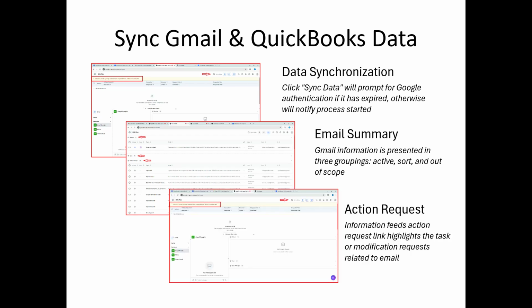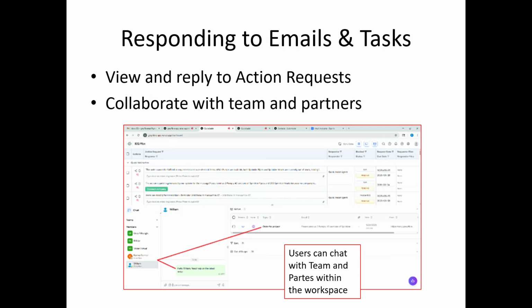That will be combined together with the QuickBooks information and any earlier chats and emails in order to generate action requests. These basically are used to help the AI agent with gaining additional information and approvals when needed. Responding to the emails can also happen by collaborating with team members or with partners using the chat section that's in the landing page.